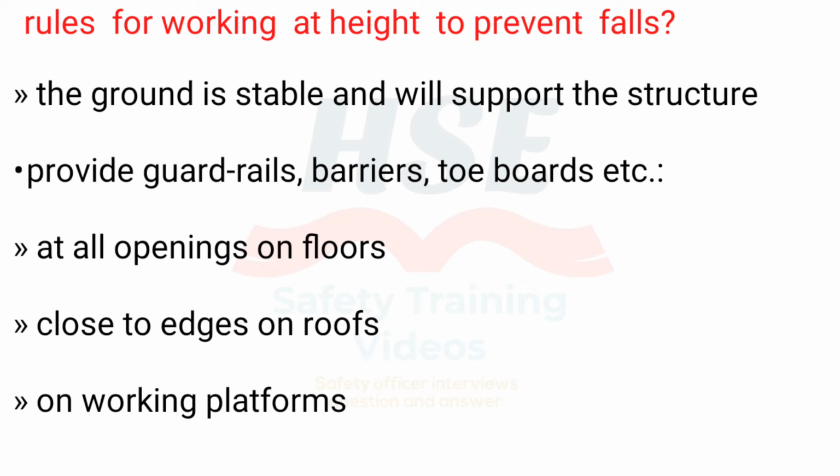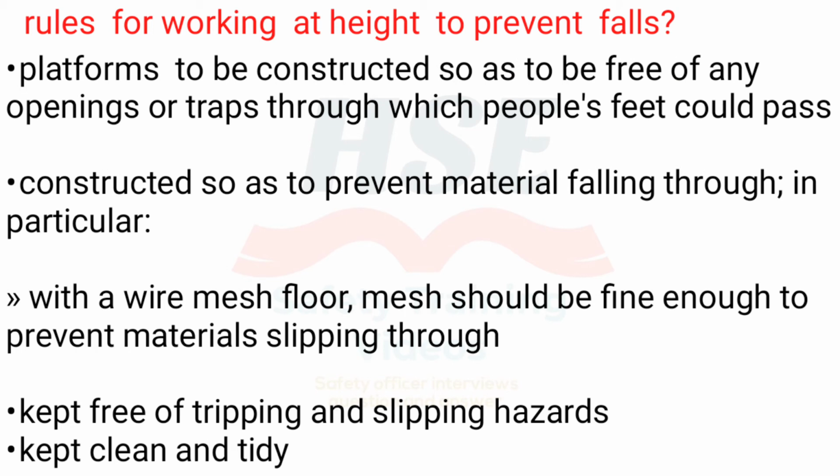Provide guardrails, barriers, toe boards, etc. at all openings on floors, close to edges on roofs, on working platforms. Platforms to be constructed so as to be free of any openings or traps through which people's feet could pass, and so as to prevent material falling through in particular. With a wire mesh floor, mesh should be fine enough to prevent materials slipping through. Kept free of tripping and slipping hazards.